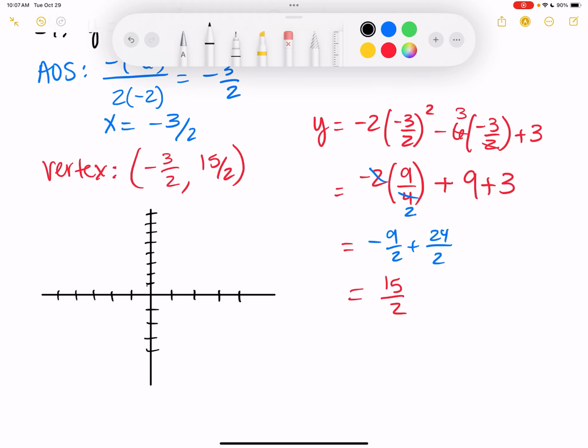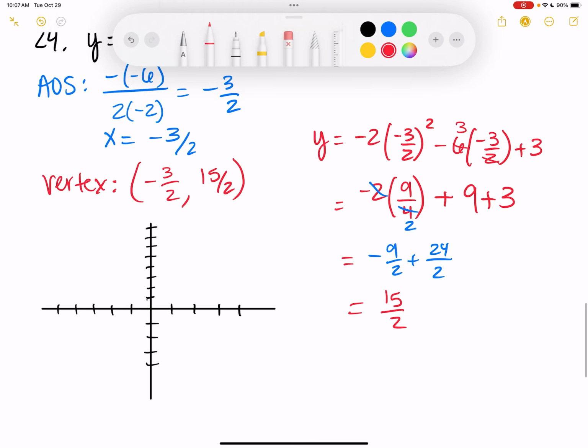All right, axis of symmetry is at negative 3 halves, so that's negative 1.5. My vertex is at negative 3 halves and 15 over 2, so that's going to be up here.